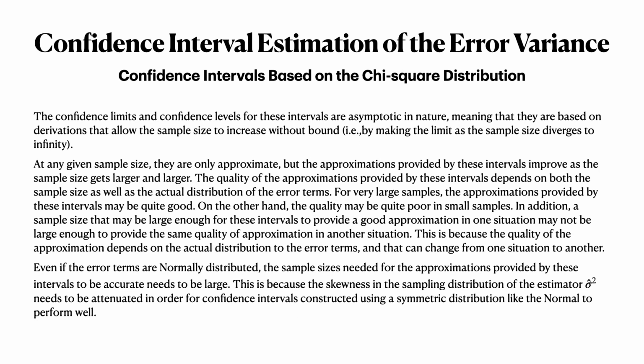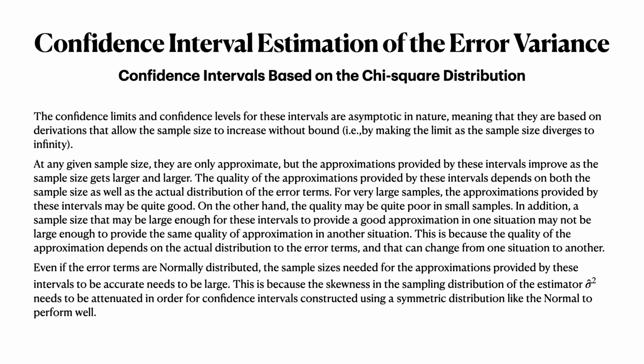Now the confidence limits and the confidence levels for these intervals are asymptotic in nature, which means that they are based on derivations that allow the sample size to increase without bound. That is, by taking the limit as the sample size diverges to infinity. At any given sample size, they are only approximate, but the approximations provided by these intervals improve as the sample size gets larger and larger.